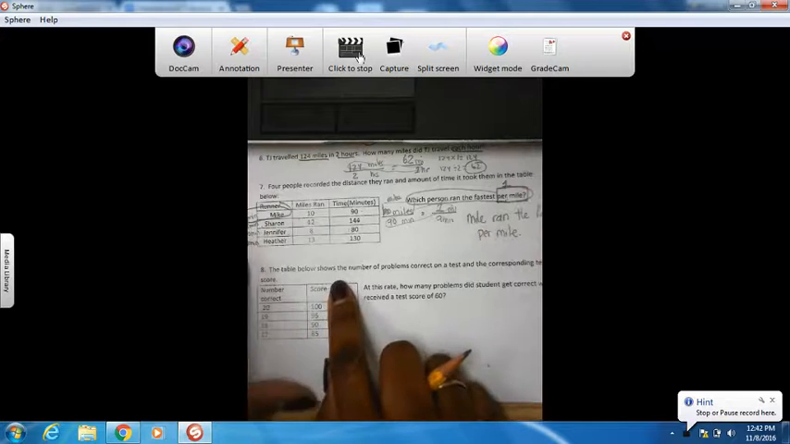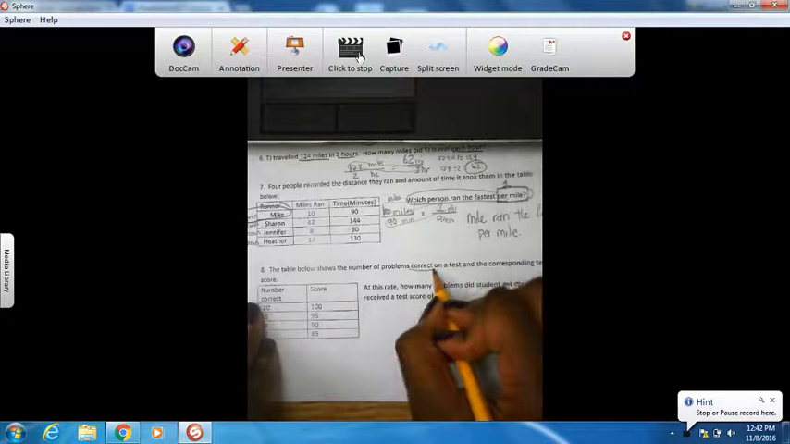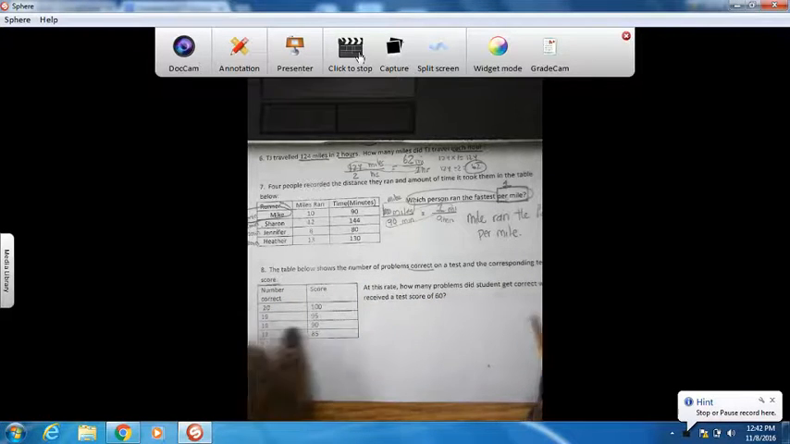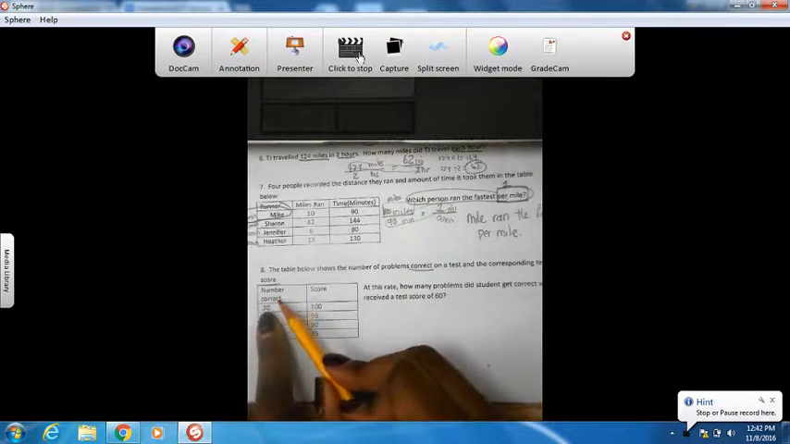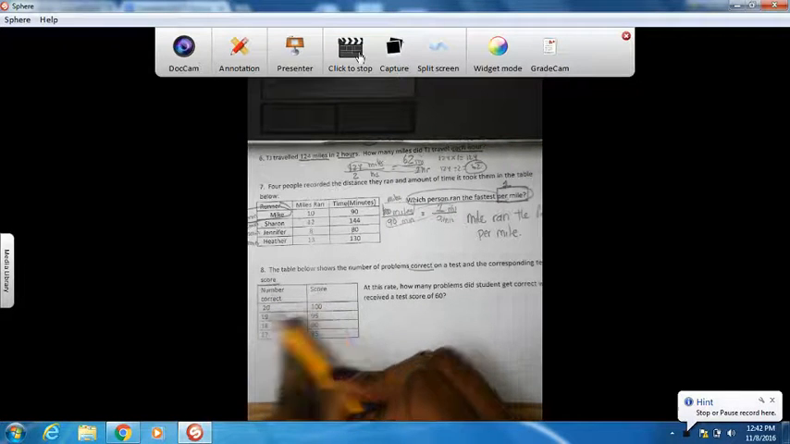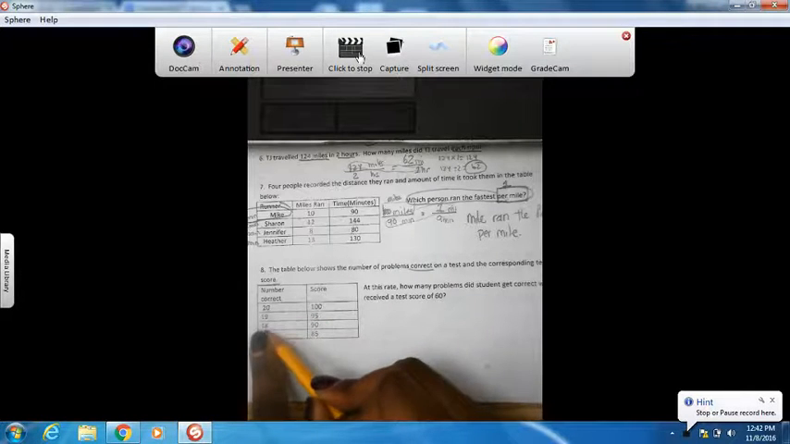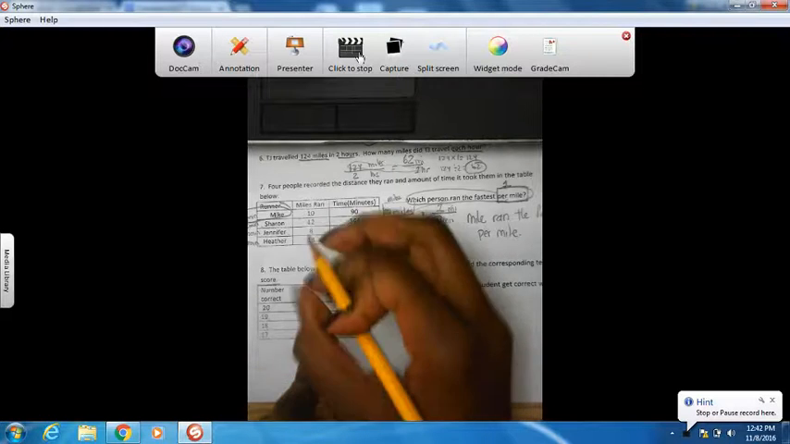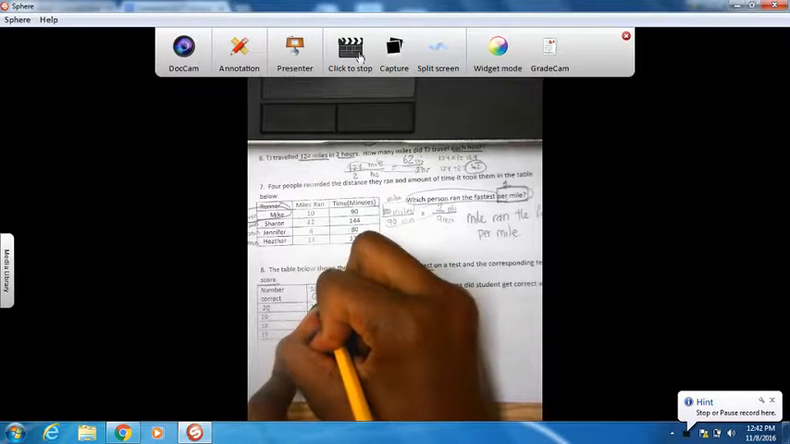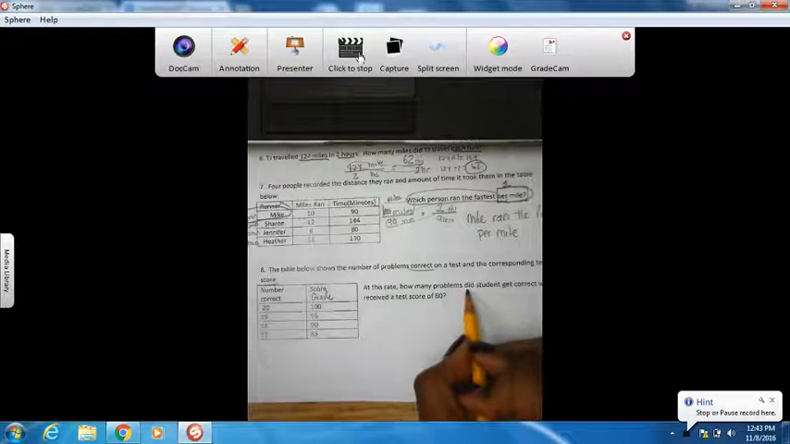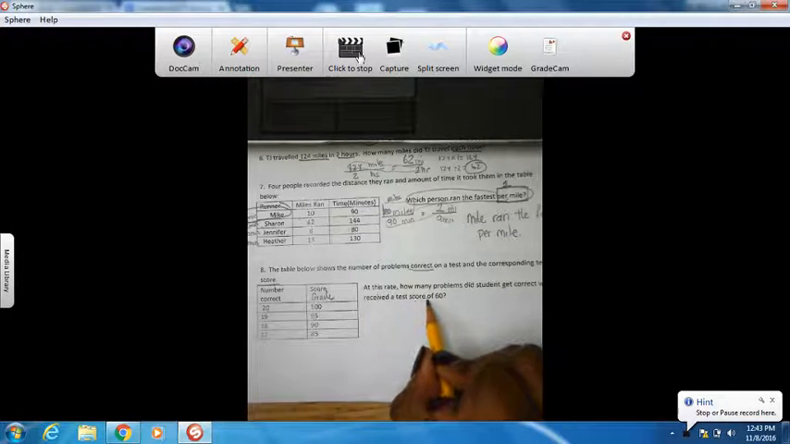All right, let's take a look at number 8. The table below shows the number of problems correct on a test and the corresponding test score. At this rate, so the number correct, 20 correct, score is 100, 19 correct, 95, 18 correct, you got a 90, 17 is 85. So another word for score in this case would be a grade.